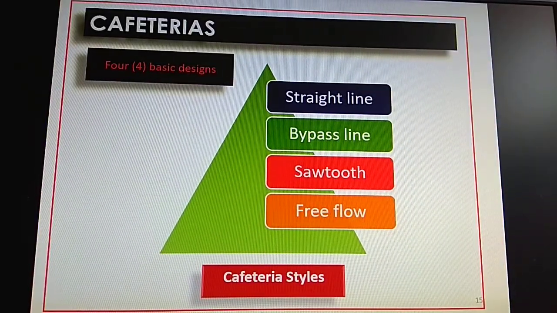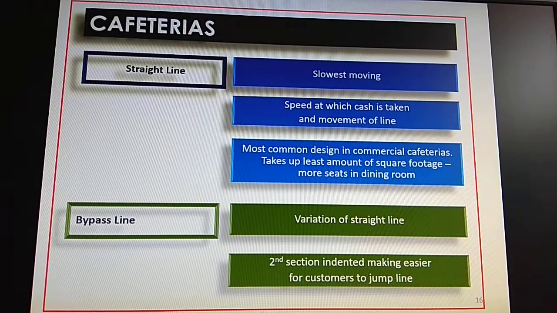Cafeterias are designed basically, there are certain variations as well, but cafeterias are basically designed in 4 common types. They are straight line, bypass line, sawtooth, and free flow. These are the cafeteria styles of service. The first one, straight line, the slowest moving, in terms of the speed at which cash is taken and movement of the line. Most common design in commercial cafeterias, takes up less square footage, more seats in dining room. Straight line meaning you have to wait in line and take the food in line, in a straight line.